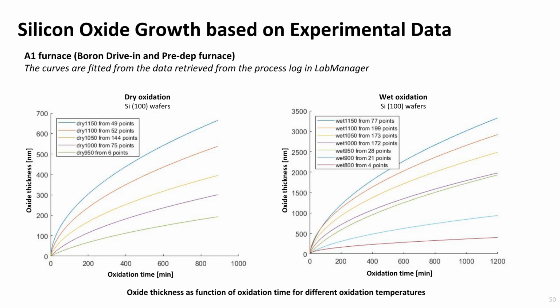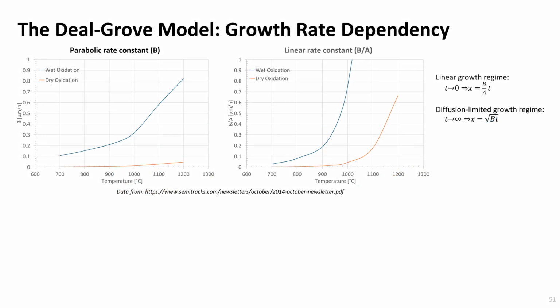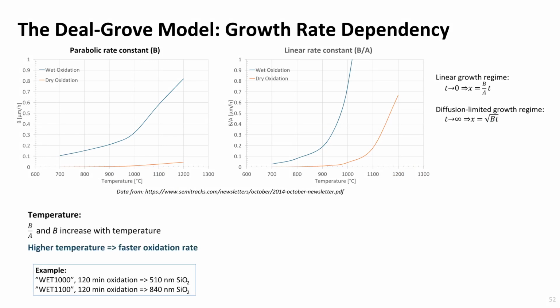The only exception is the wet oxidation done at 950 degrees, which unfortunately contains some wrong measurements. The following graphs show the linear and parabolic rate constant as function of oxidation temperature. The blue curves in the graphs are for wet oxidation, and the red curves are for dry oxidation. From the two graphs it can be seen that both the linear and the parabolic rate constant increase with temperature.